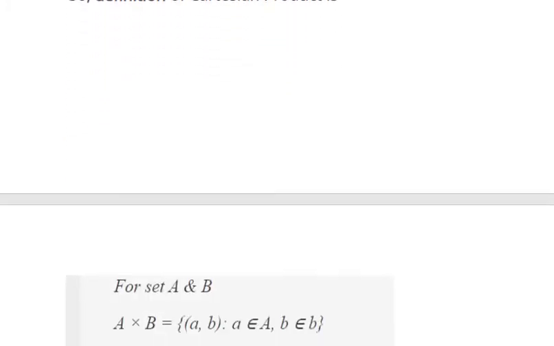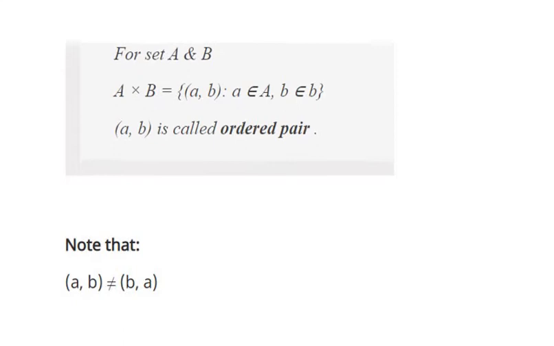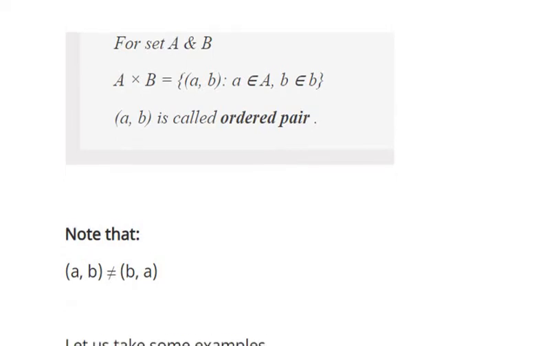So what is the definition of Cartesian product? For any sets A and B, we generally denote the Cartesian product by A cross B. A cross B is equal to all the ordered pairs (a, b), where the first element a belongs to set A and the second element b belongs to set B. Here (a, b) is called an ordered pair. Now note that (a, b) is not equal to (b, a). When we are writing (a, b), it doesn't mean it is equal to (b, a).